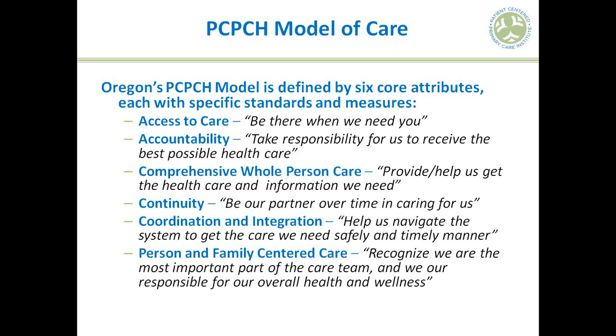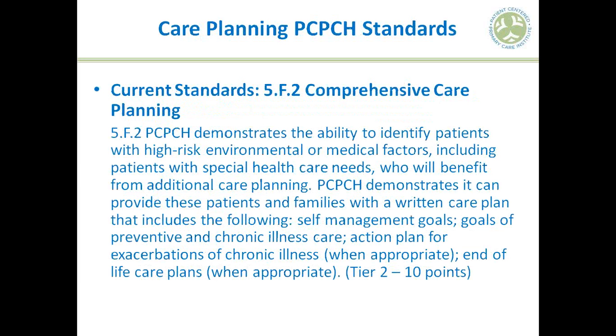Each of these core attributes has standards and measures that you can meet. And really, what we're talking about today, care planning, touches on a variety of these different core attributes, including accountability, comprehensive whole person care, coordination and integration, and patient and family-centered care. So it really is part of a number of these core attributes of the patient-centered primary care home model.